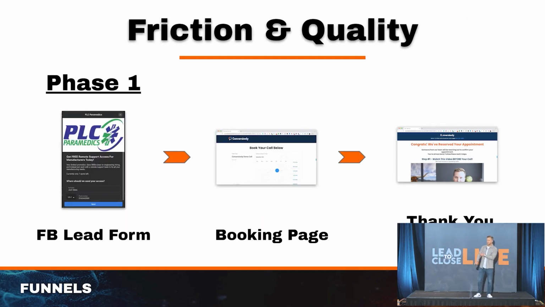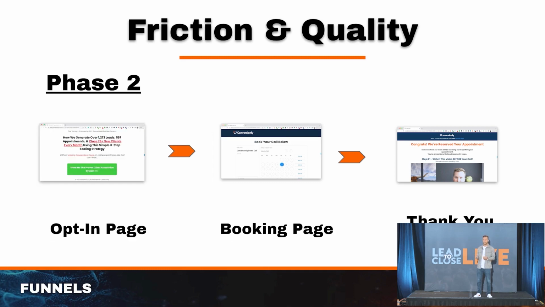So phase one, like I talked about, is a Facebook lead form that goes to a booking page, then goes to a thank you page. That's pretty basic. That's the least amount of friction, probably going to get the most volume. Phase two, opt-in page. So you're going to take them off of Facebook, right? And you're going to put them onto an opt-in page. Let's just say you weren't doing Facebook lead forms and you were doing TikTok. I think TikTok has a lead form too.